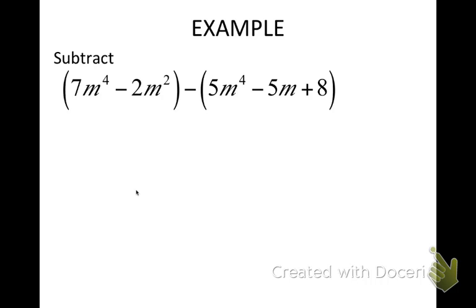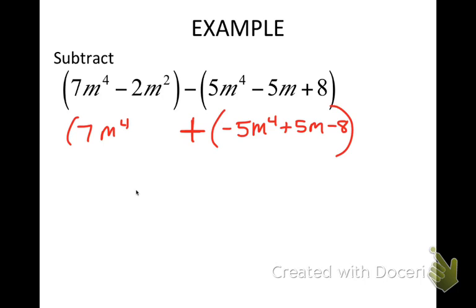So I can turn this into an addition problem. I'm going to make a new line. You guys are welcome to just do it wherever it is you're writing. If I change this to a positive, then I have to change the sign of every term in the second polynomial. So my positive 5m to the fourth will become a negative 5m to the fourth. My negative 5m is going to become a positive 5m. My positive 8 is going to become a negative 8.